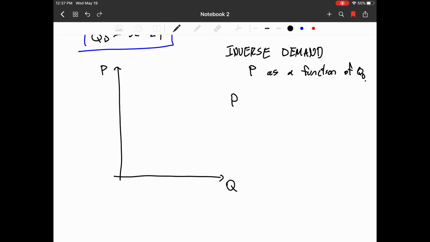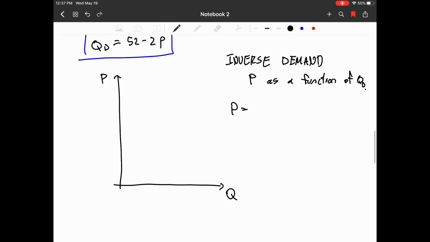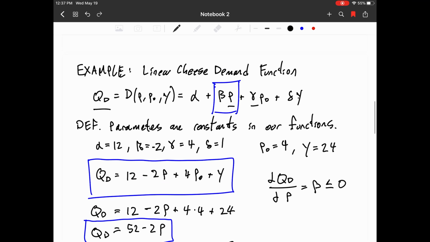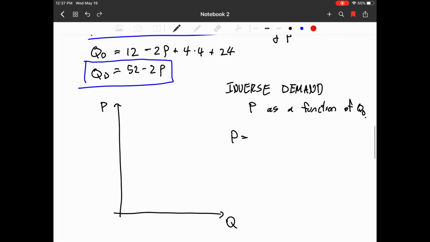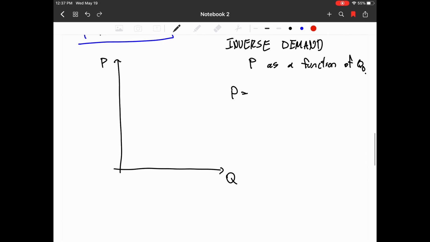So in this case, using the demand equation from before, which I'll underline in red here, we're just going to go through and solve for price as a function of quantity demanded. So this is just negative alpha over beta minus gamma over beta times the price of the other goods minus delta over beta times income, and finally 1 over beta times QD. Okay.